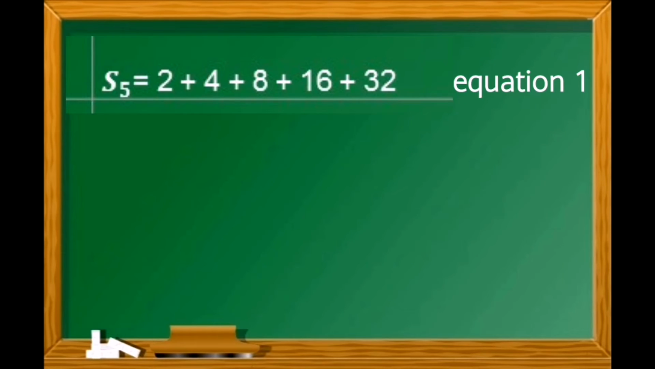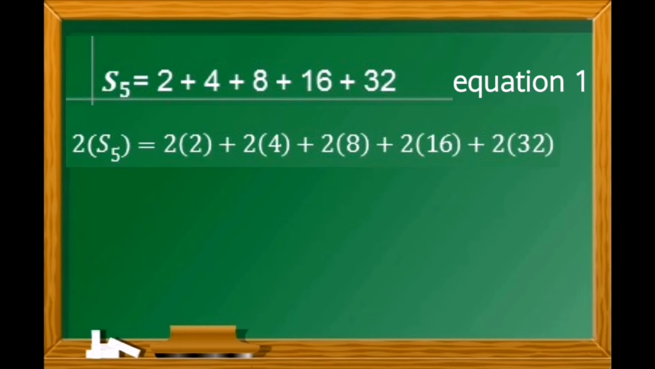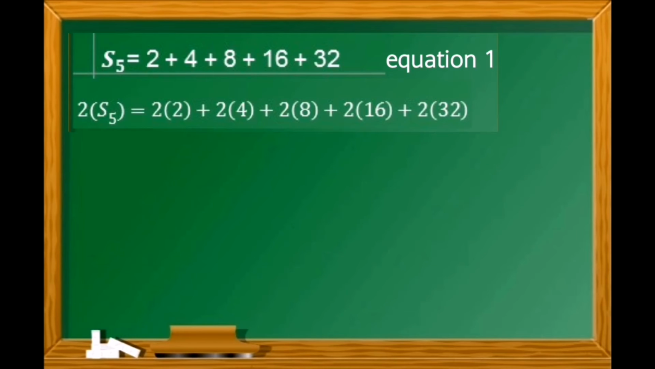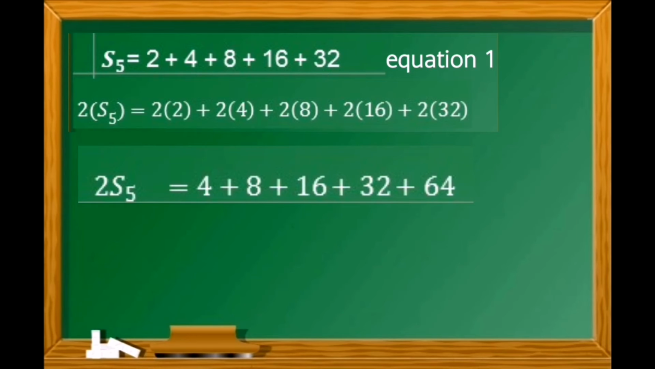In equation 1, multiply both sides by the common ratio 2. That is, 2 times S sub 5 is equal to 2 times 2 plus 2 times 4 plus 2 times 8 plus 2 times 16 plus 2 times 32. Now let us evaluate. 2 S sub 5 is equal to 2 times 2, which is 4, plus 2 times 4, which is 8, plus 2 times 8, which is 16, plus 2 times 16, which is 32, plus 2 times 32, which is 64. That will be our equation number 2.